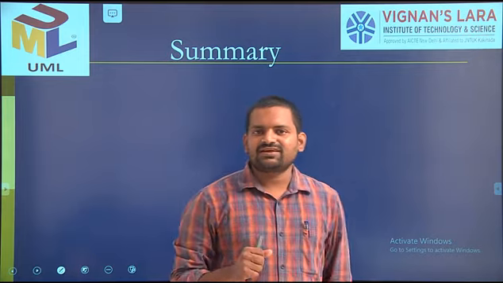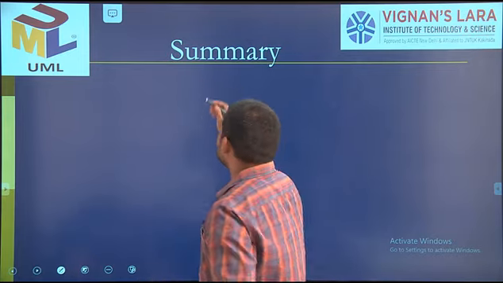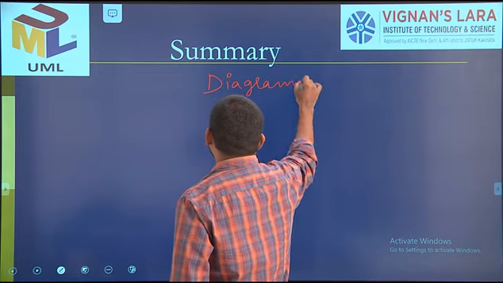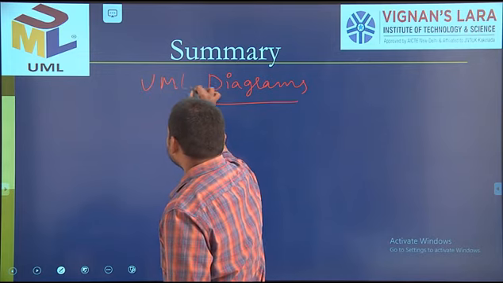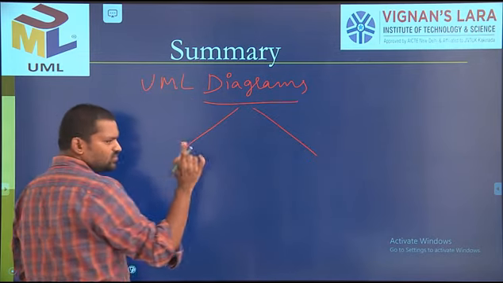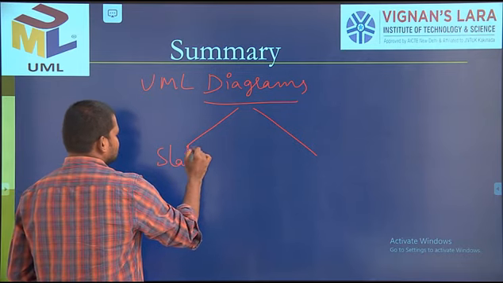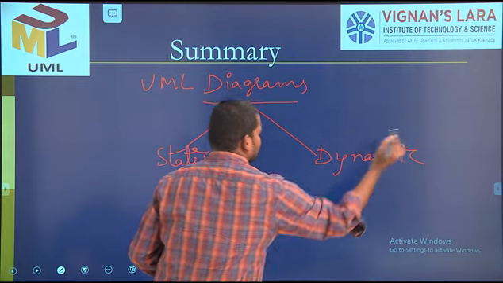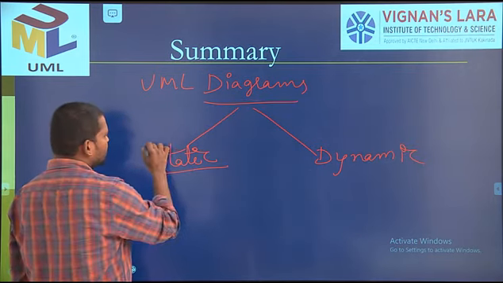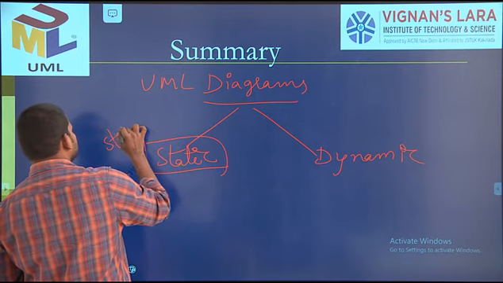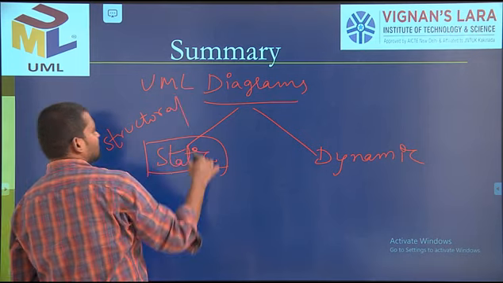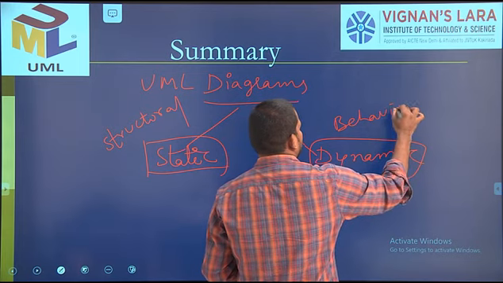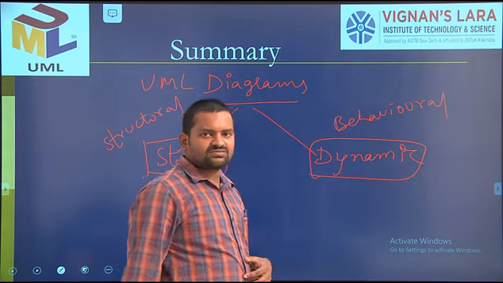So, the summary. What we learned in this class is diagrams, UML diagrams. UML diagrams are of how many kinds? Two kinds. The first is static diagrams, also simply called structural diagrams. The second is dynamic diagrams, also called behavioral diagrams.